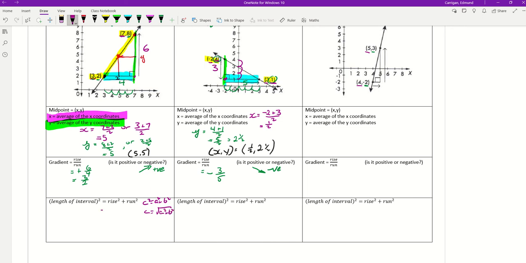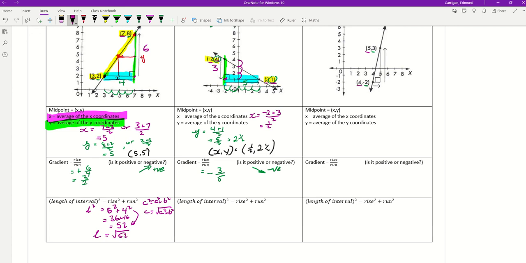So let's put our values in. We've already worked out our rise. Our rise is 6, and our run is 4. So we've got our length squared equals 6 squared plus 4 squared, which is 36 plus 16. I recommend that you just go straight from there to there in your calculator. So L is equal to the square root of 52.